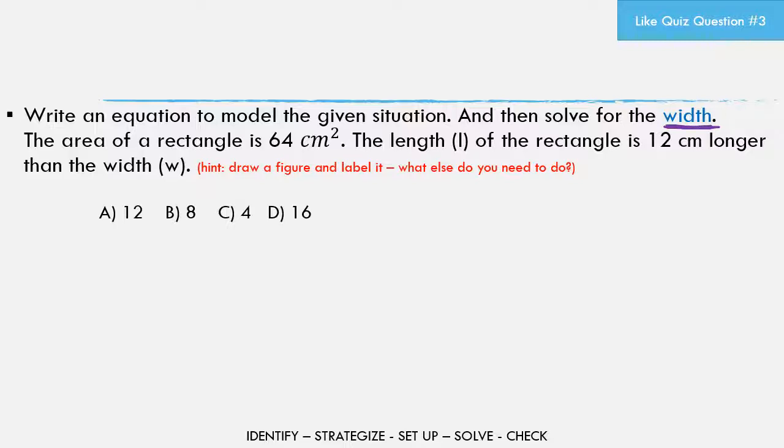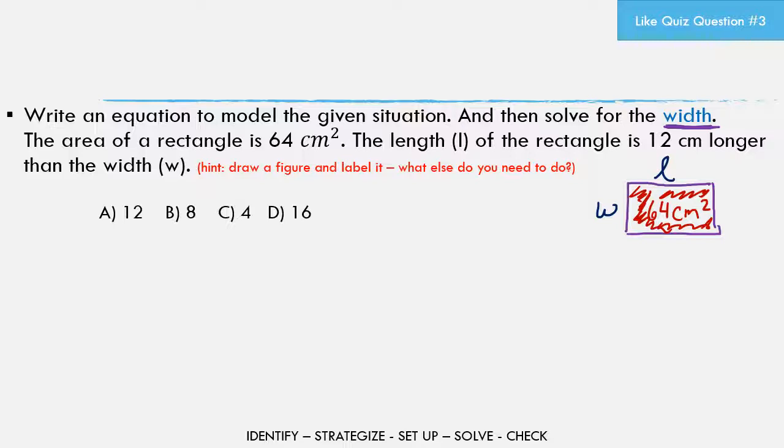So as soon as we see something like the area of a rectangle, we want to draw a rectangle. So if we draw the rectangle and it tells us that the area is 64 centimeters squared, so everything that's covered within that rectangle is 64 centimeters squared. Then we'll have the width of the rectangle and we have the length. So the width we'll use W, they told us the width is W, and the length we'll use L.